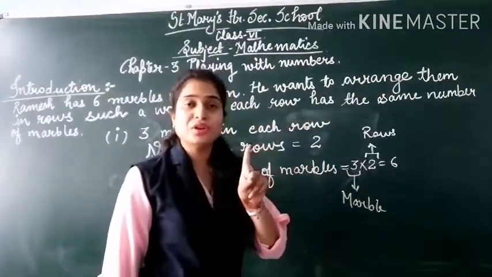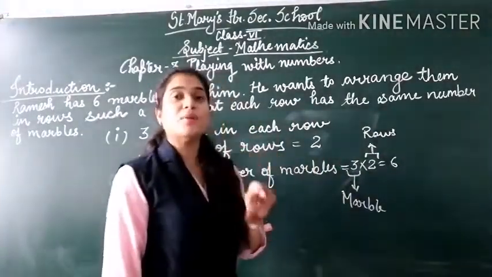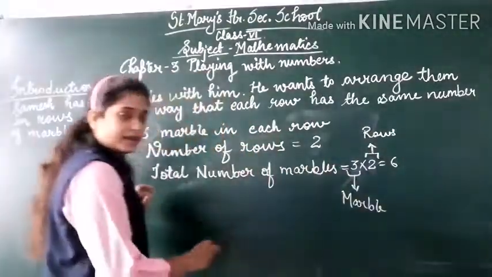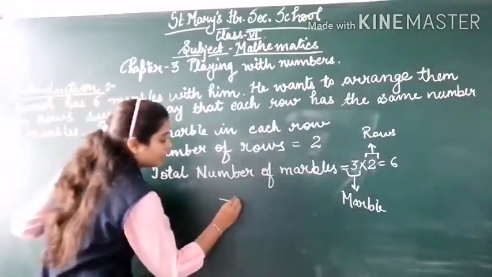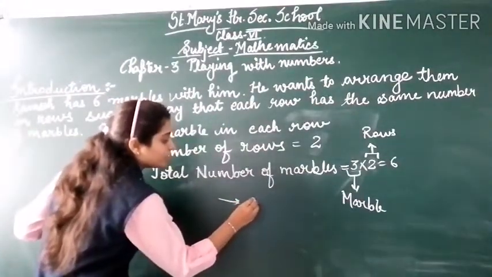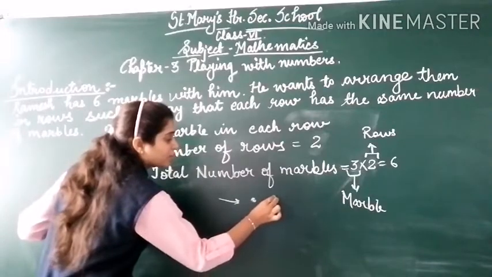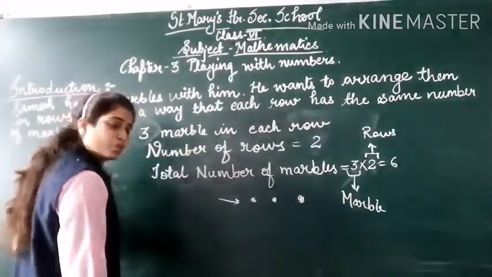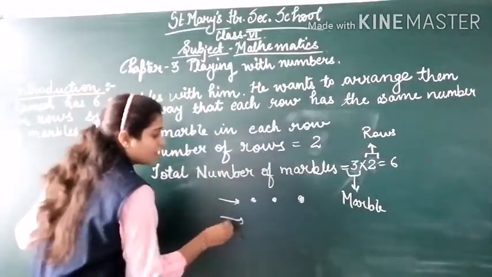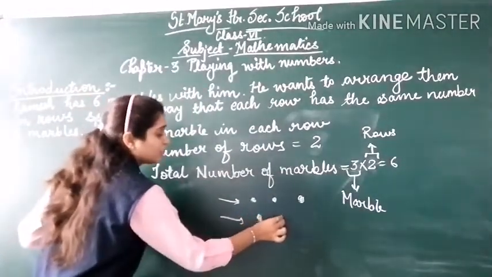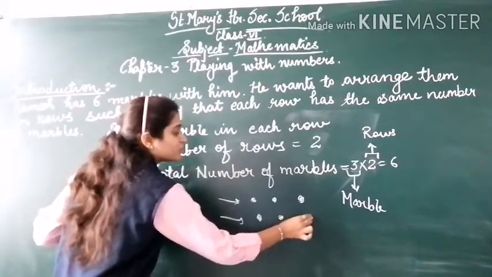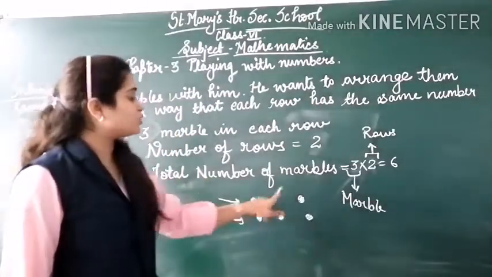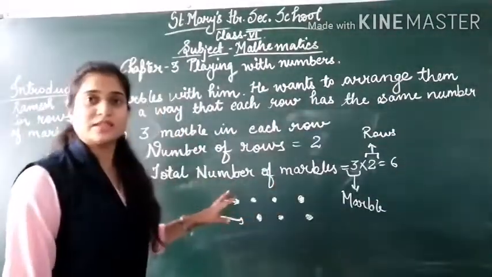So in each row he is using 3 marbles, and how many rows are there? 2 rows are there. Let us see. These are rows. In first row he is using 3 marbles. First marble, second marble and third marble. How many rows are there? 2 rows are there. This is the first row, this is the second row. Second row also he is using 3 marbles. So total how many marbles are there? 1, 2, 3, 4, 5 and 6. Total 6 marbles are there.